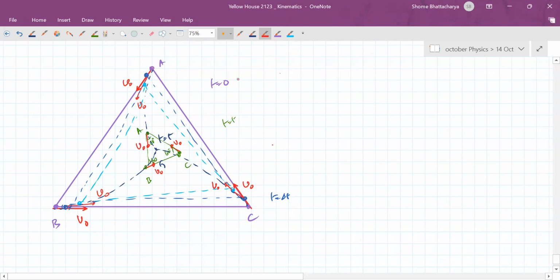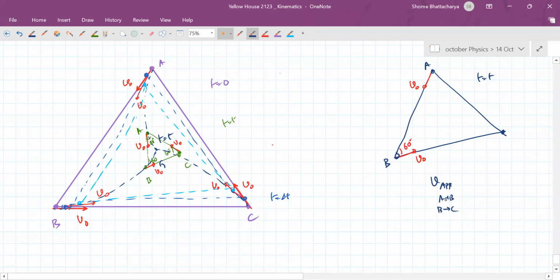So what we can see here is that at any instant of time, whether we are looking at t equal to 0, or we are looking at some time t, let's say, at this time A and B have an approach velocity, or for that matter, B has an approach velocity towards C, or C has an approach velocity towards A. So all these three quantities are equal to V0 plus V0 cos 60, or 3 by 2 V0.